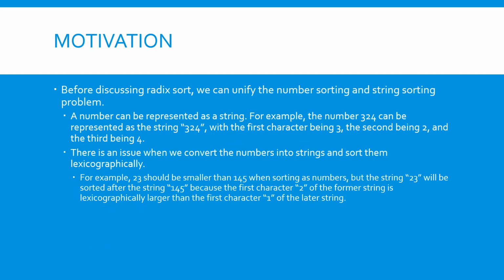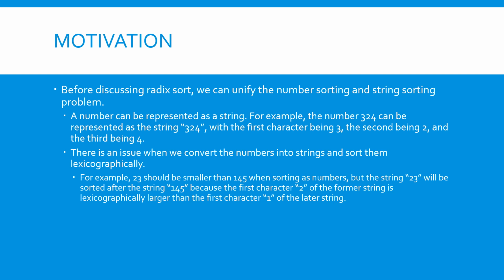Let's see how we can unify the number sorting problem and the string sorting problem by breaking down the input elements into radixes. First, a number is composed of digits. N can be represented as a string comprised of the characters representing these digits. For example, the number 324 can be represented as a string of 324, where the first character is 3, the second character is 2, and the third character is 4.